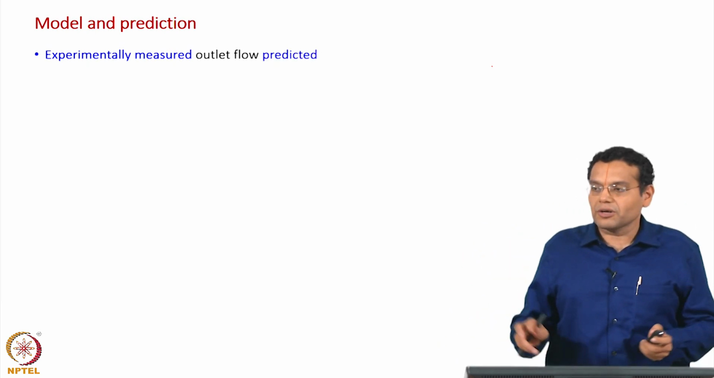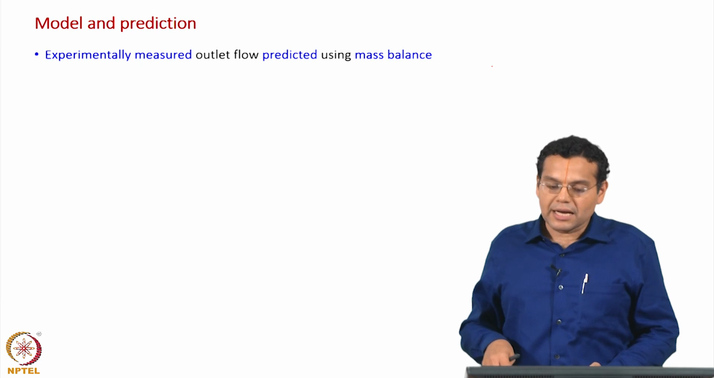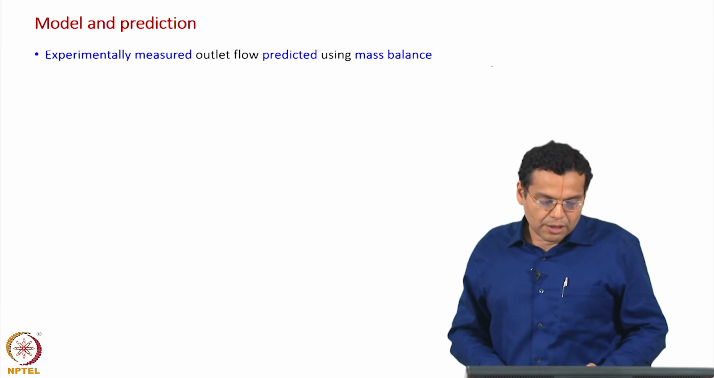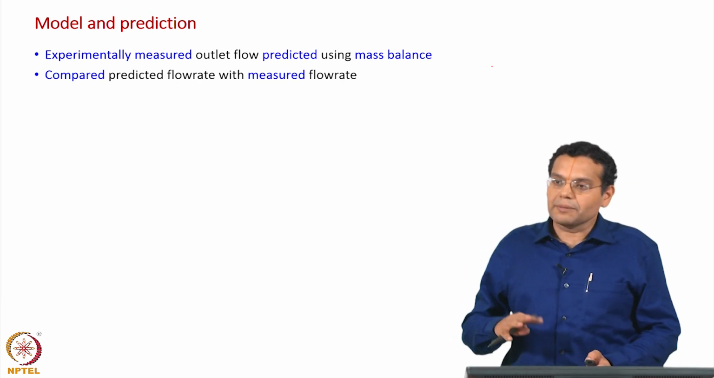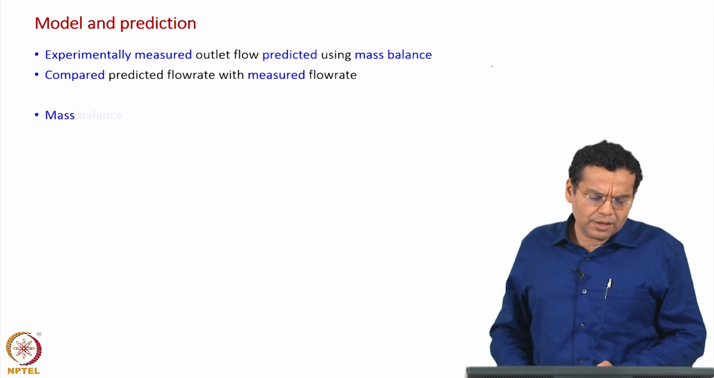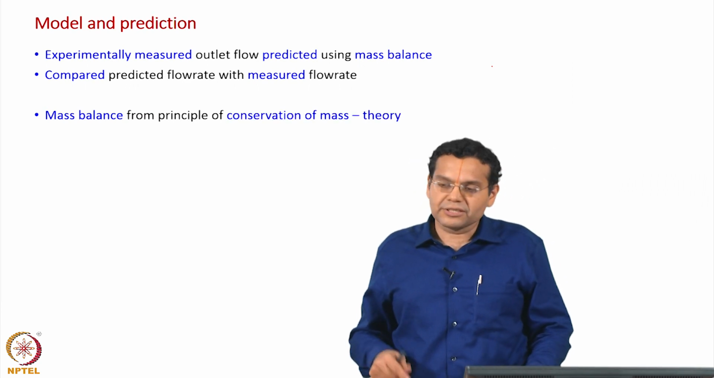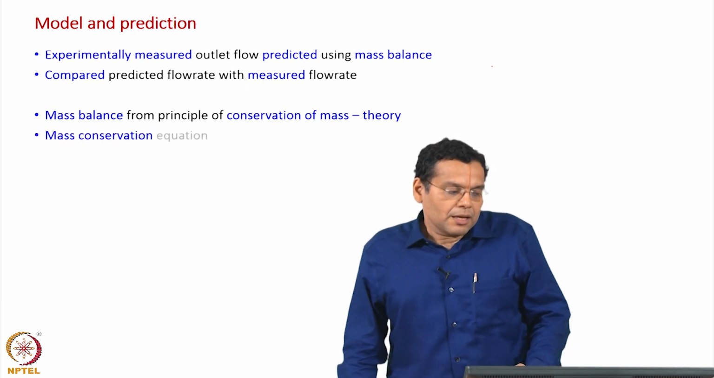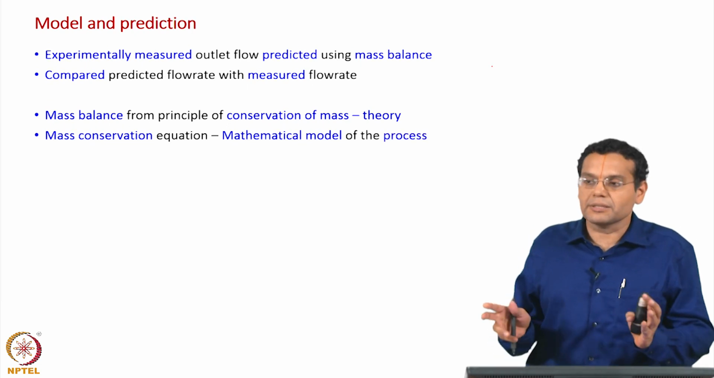To put formally what we have done, we have experimentally measured the outlet flow rate and predicted it using a mass balance, which is what we did in the last slide. And then of course, we compare this predicted flow rate with the measured flow rate. Now, this mass balance comes from the principle of conservation of mass, which we call theory. And this mass conservation equation we call a mathematical model for this simple process.